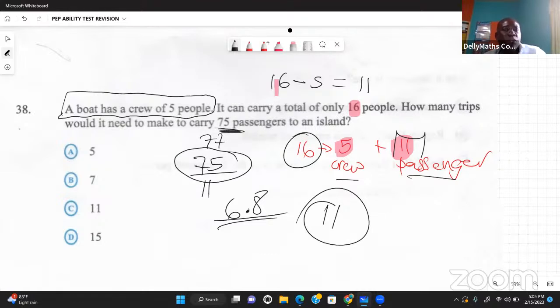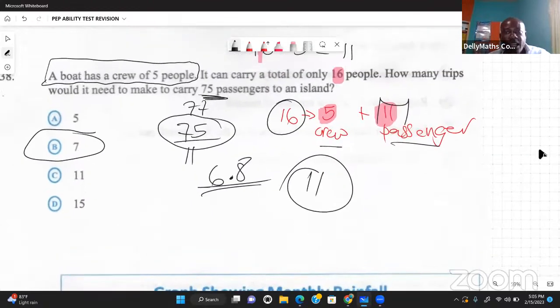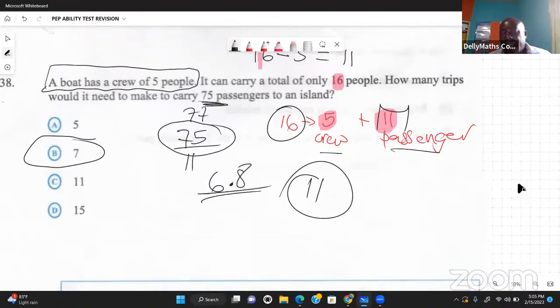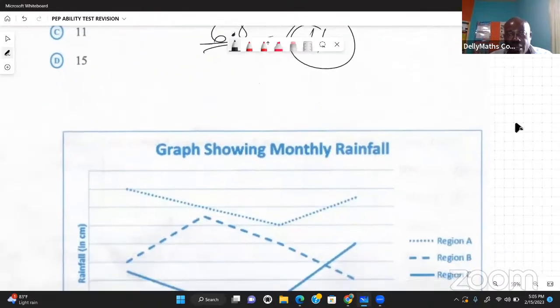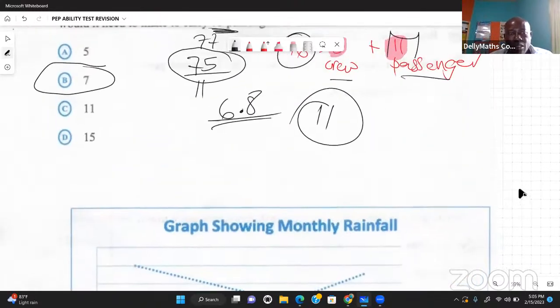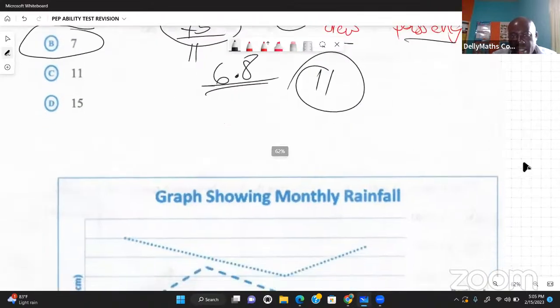So you want to divide 11 into 75. It's 6 point something, which means you really need an extra trip. So you need 7. You're going to make 7 trips, and then you would have covered the 75. That's the main thing: we don't want to leave anybody. Even on the last trip, we may have 6 persons on it, no problem, but you're taking everybody, because we can only hold a certain amount. You might have 6 passengers in the last trip and the crew members as well. So the answer is 7.